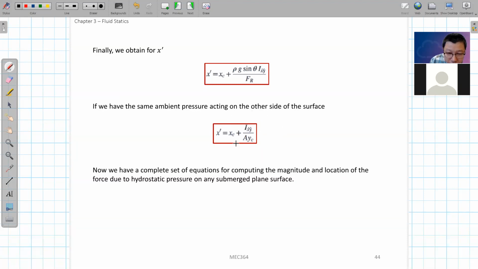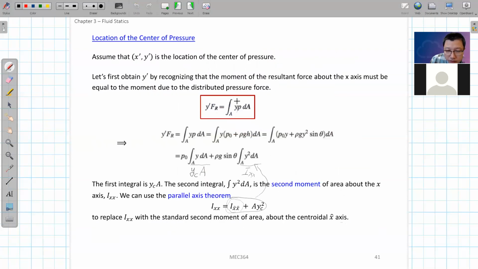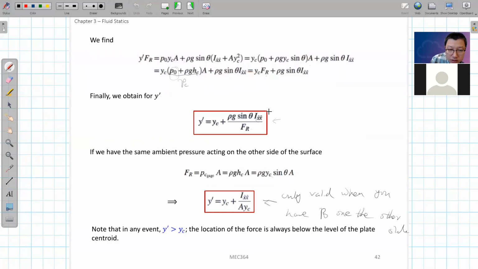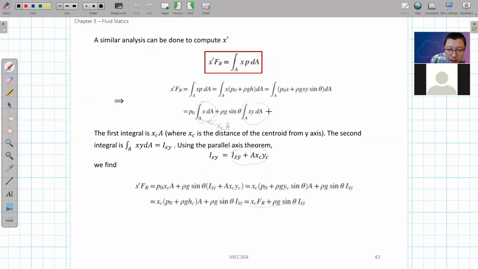So by this way, we can find both this x prime value and y prime value. Now we are able to find the point of application of this resultant force FR, and you can see that we find the center of the pressure. Where is it located? Using this correlation. In overall, all these correlations we derived are to calculate y prime, and also the correlations we derived to calculate x prime.